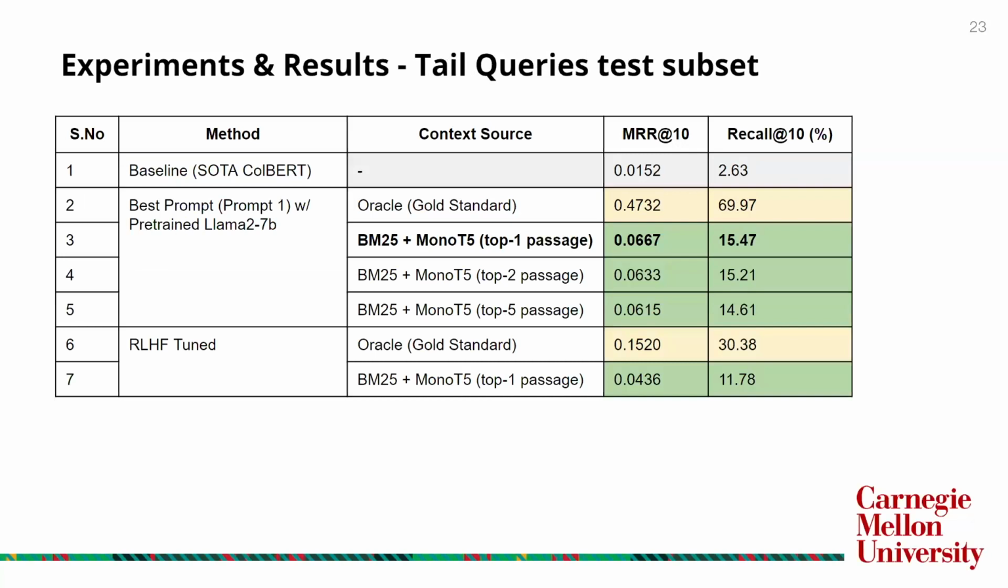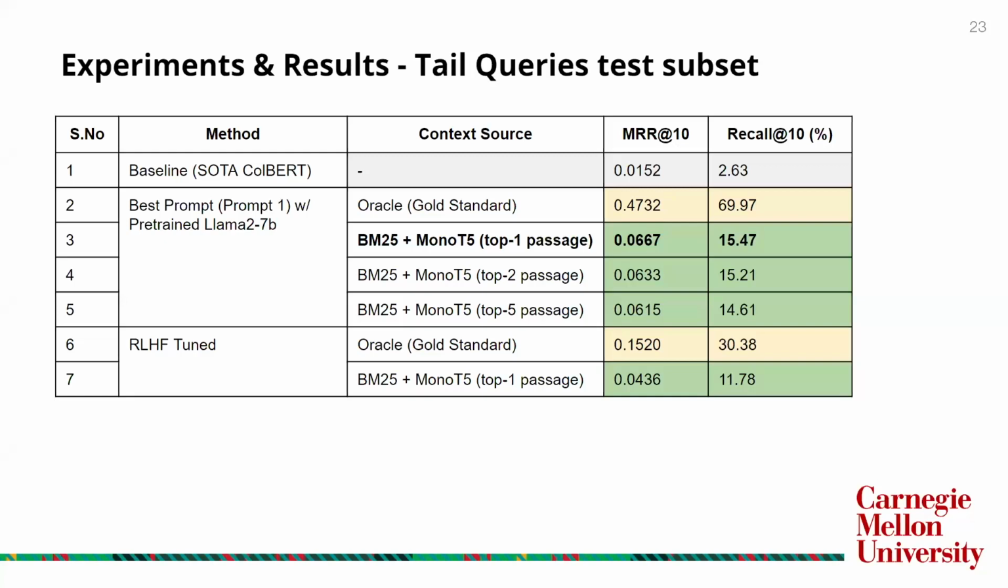So for our final set of experiments, as mentioned earlier, we ran it through the tail query subset. This is to only run the experiment on the queries that actually need rewriting, so that we can evaluate our system on that. Again, here as baseline, we use the state-of-the-art Colbert, which is our dense retriever. For our prompt engineering experiments, we ran the experiments on the top 3 prompts that we got from our dev small experiments, but here we're only showing the results for the best prompt that we have received.